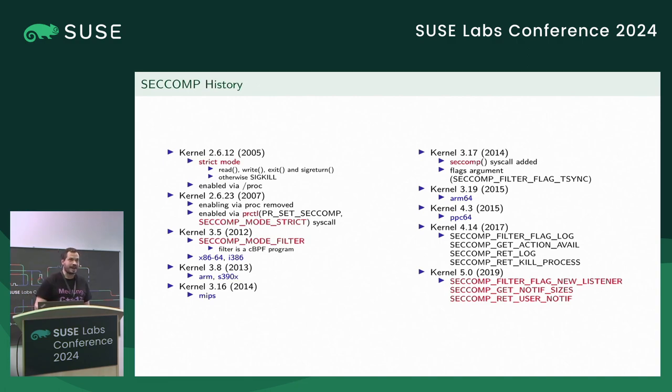When you return from main, glibc will call exit_group and strict mode will kill it. So it's kind of useless these days, I guess.